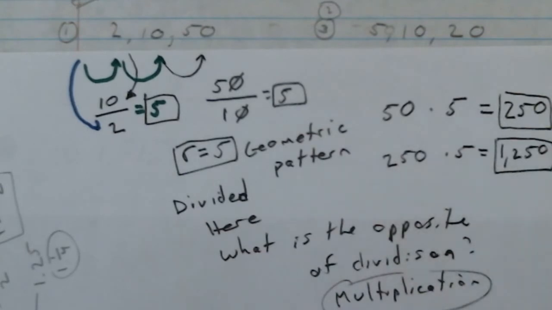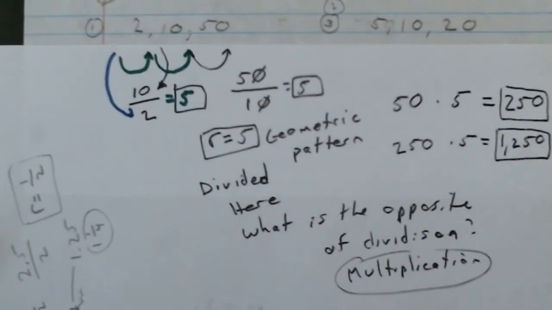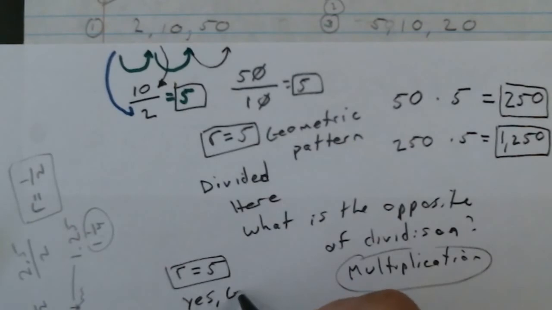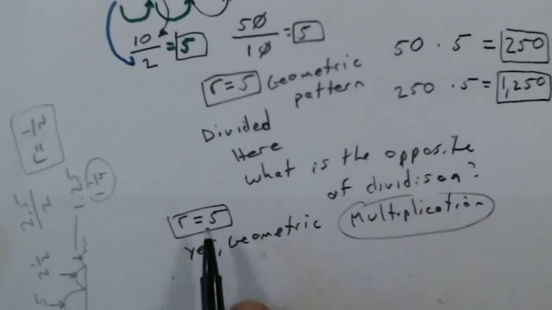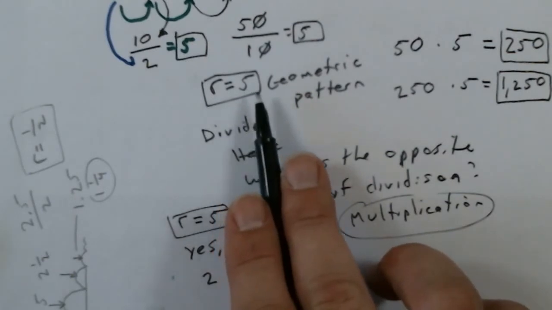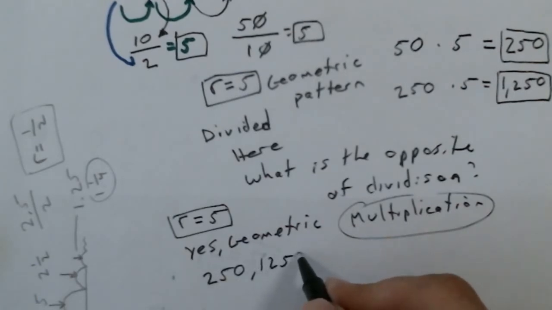So here's what you're going to put for your homework, actually. You're going to put your R value should be 5. You're going to put yes, geometric. And you're going to say the next 2 terms. So yes for geometric. R is the 5. The operation is multiplying by 5. And our 2 numbers should be 250 and 1,250. And that's what you're going to put for your homework.